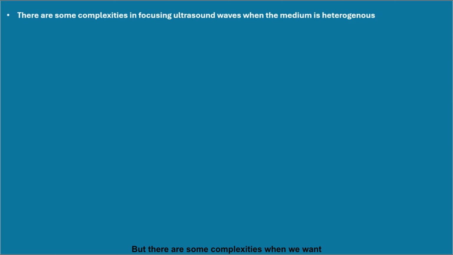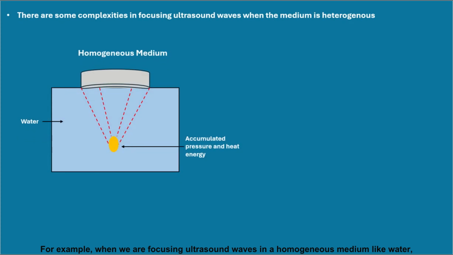But there are some complexities when we want to focus ultrasound waves in a heterogeneous medium. For example, when we are focusing ultrasound waves in a homogeneous medium like water, there is no aberration, and the sound waves can travel and be focused very easily on a particular point. The primary reason behind that is the uniform density and speed of sound in water.